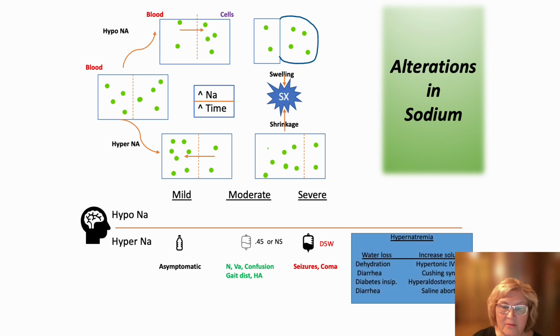The most common kind of hypernatremia is caused from water loss. There's a lack of water. However, there are a few instances where you have increased amounts of solute or sodium, and this is not from eating too much salt. Generally, these are very rare, and it would be something like receiving too much of a hypertonic IV fluid. You can get this with Cushing syndrome, with hyperaldosteronism, or from a saline abortion. Again, these are rare. Most commonly, hypernatremia is a fluid issue.